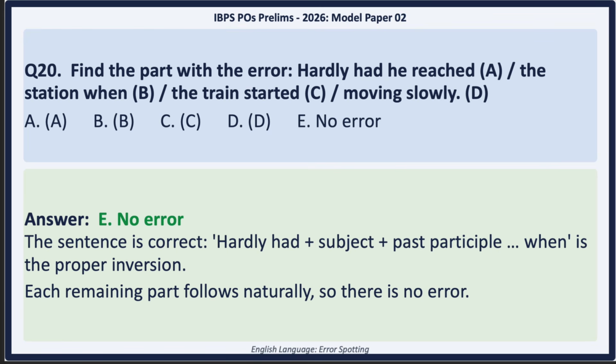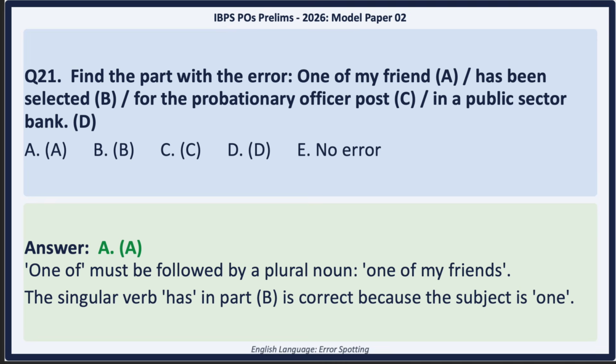Okay, question 21. Noun number after partitives. One of my friend has been selected for the probationary officer post. I definitely make this mistake in conversation. Let's break down the logic. The phrase one of implies selecting a single item from a larger available group. Right, you can't select one out of a group of one. Exactly. So the noun that follows one of must universally be plural.